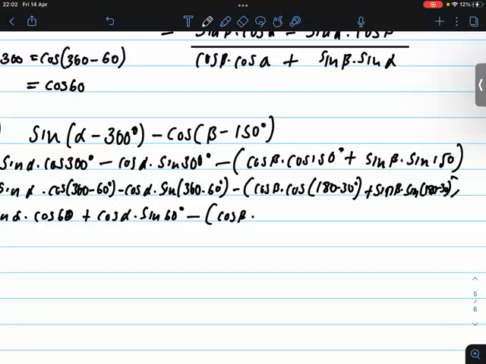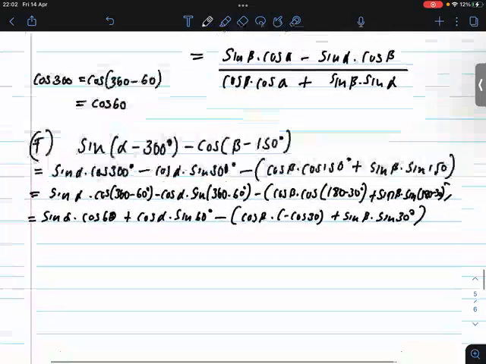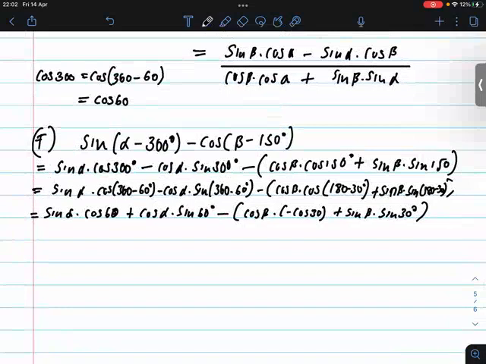Then here, the cos will be in quadrant number 2. 180 minus 30 is quadrant number 2, so this will be negative cos of 30, plus sine beta. 180 minus 30 is quadrant number 2, but sine is positive in quadrant number 2, so that will be sine of 30. Are you happy?